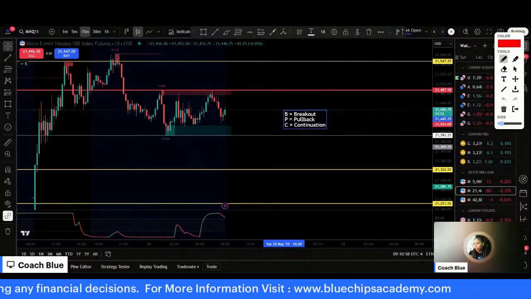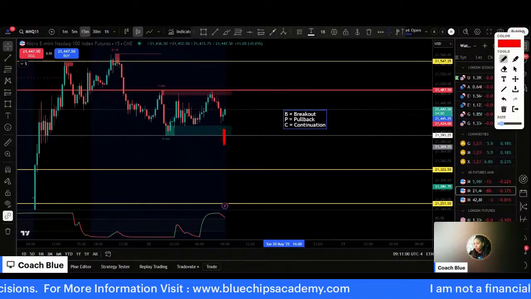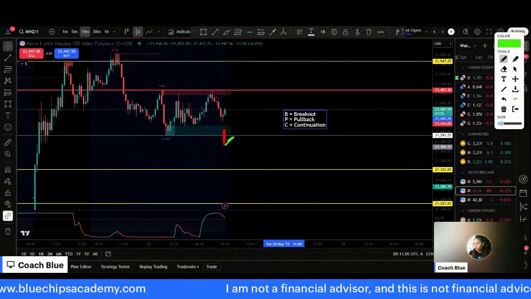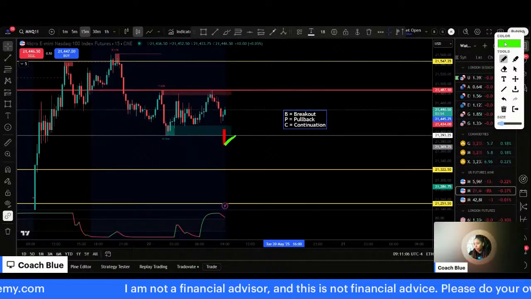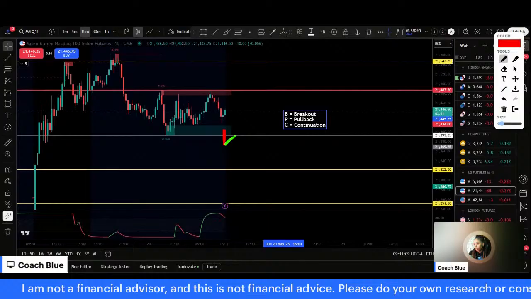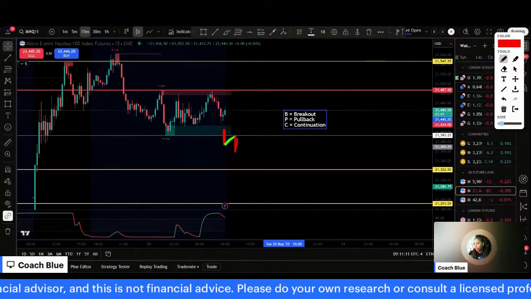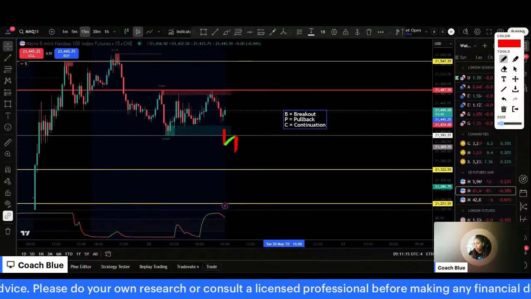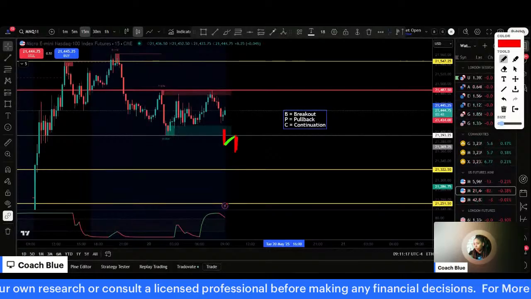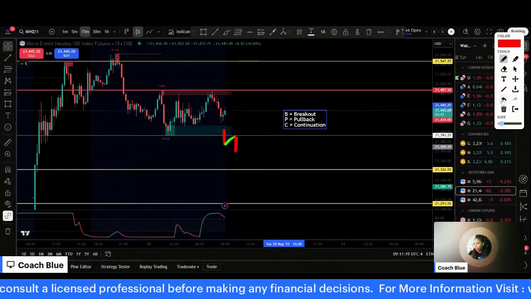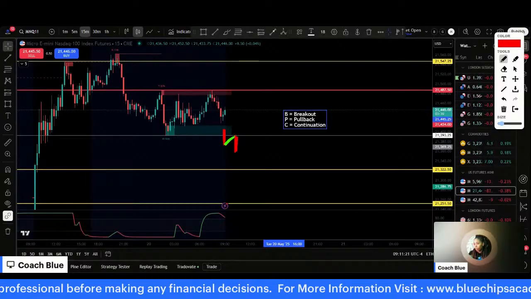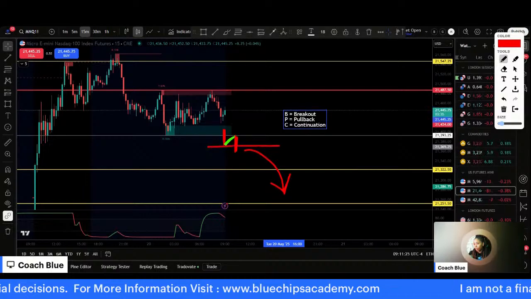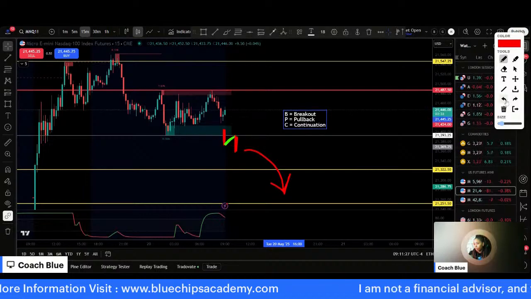So we have our breakout, we have our pullback, and then we have our continuation. Okay, we have our continuation to the downside. So that's kind of like a backwards N, if you will. This is your BPC confirmation because we're looking for price to continue to go to the downside. It broke past that little level of support there.